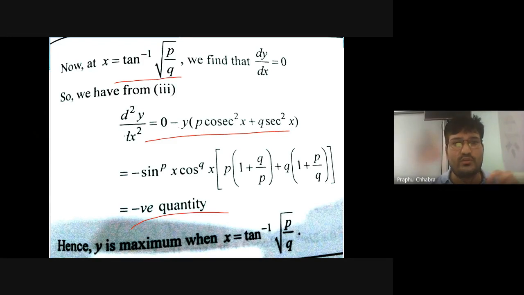If the second order derivative at a particular point is negative, then definitely that point is maximum. So x is equal to tan inverse under root p upon q is maxima and the corresponding value of the function is maximum value. Since the second order derivative at this particular point is negative, that's why this particular point, which is a stationary point we earlier evaluated, is called maxima of the given function. And if we put this maxima into the given function, we obtain the maximum value of the function. Hence, proved.